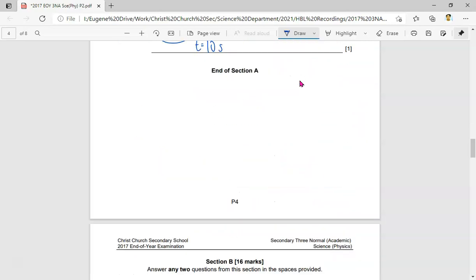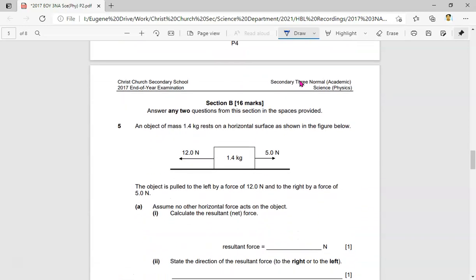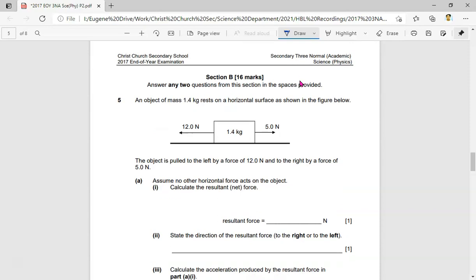For section B, I hope we have done all the questions. If not, you can take down the answers to some of the questions I'm doing.